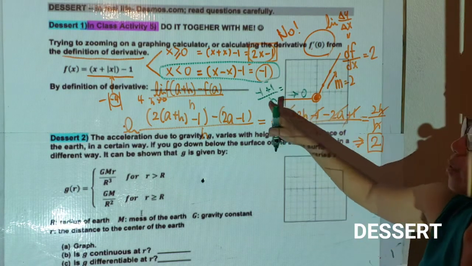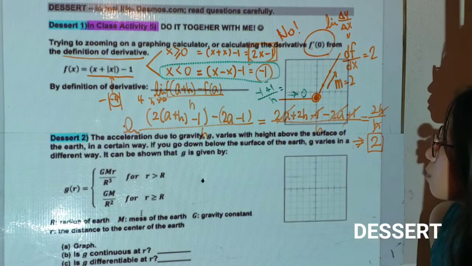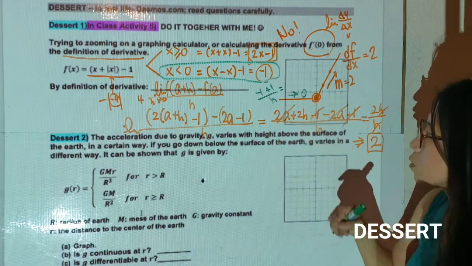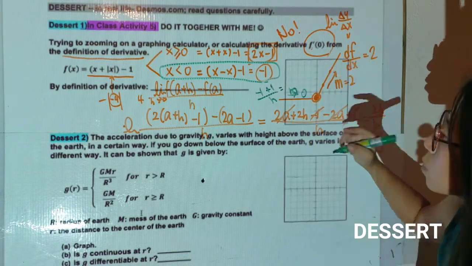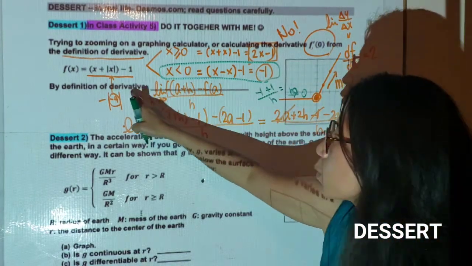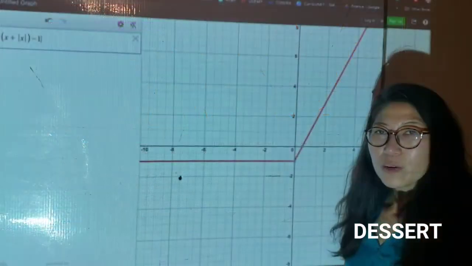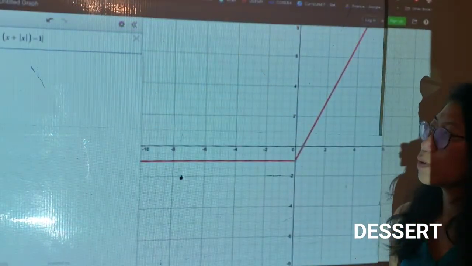Oh, never mind. I made a little mistake somewhere. So that is going to be slope 0. As you see, the limit also does not exist by showing the definition. I also wanted to show you that you can punch this into Desmos.